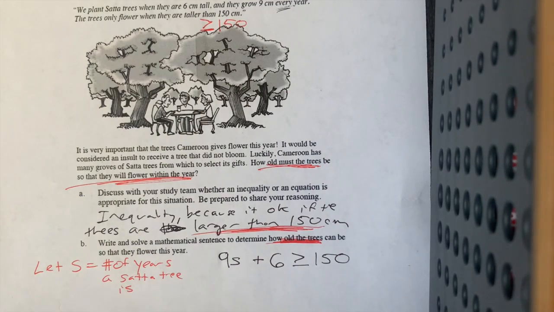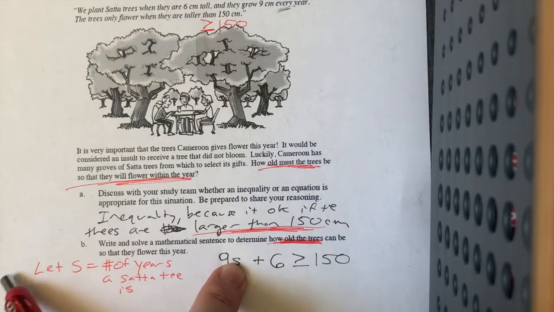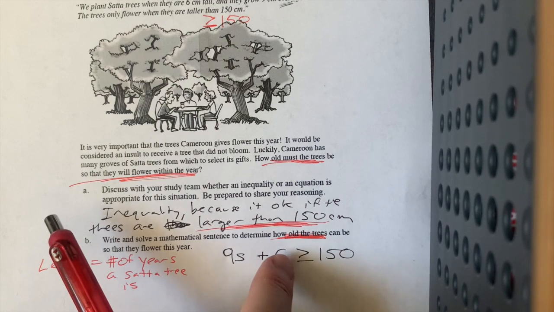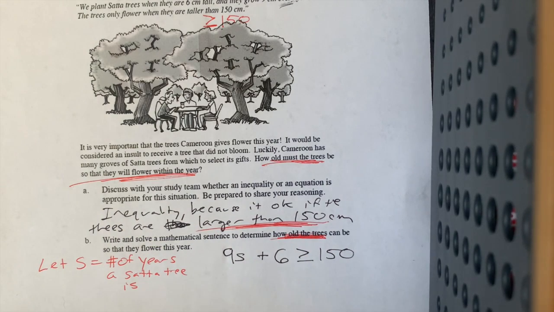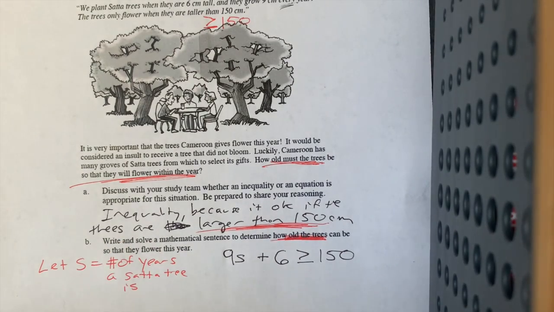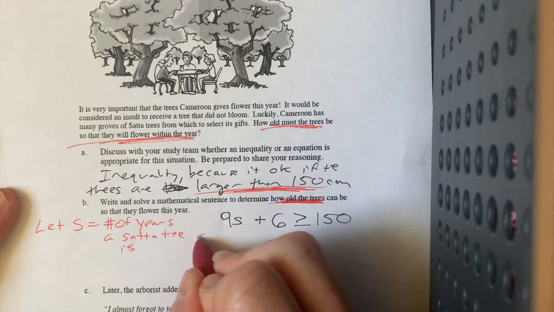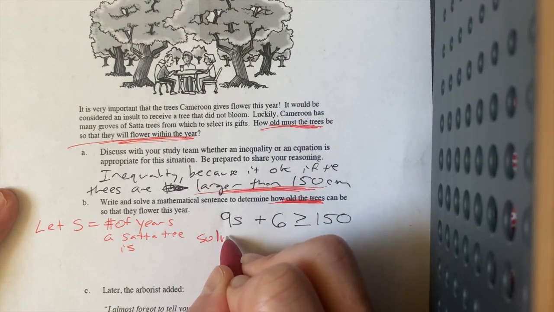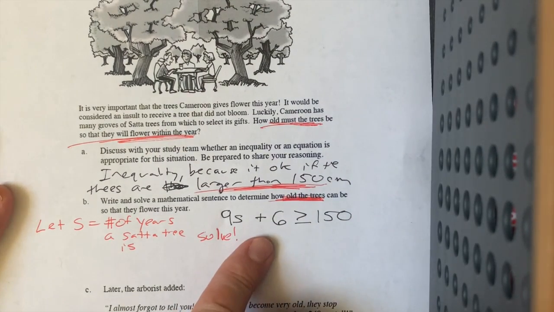So if we're plugging some S's in our heads, is 10 going to be enough? Well, that would be 90 plus 6. No, you'd only have 96 centimeters if it's 10 years old. So it's got to be older than that. So in this problem, we need to solve this inequality to get this done. We can figure out how old it is. So I'm going to write "solve" here, and let's go ahead and solve this.